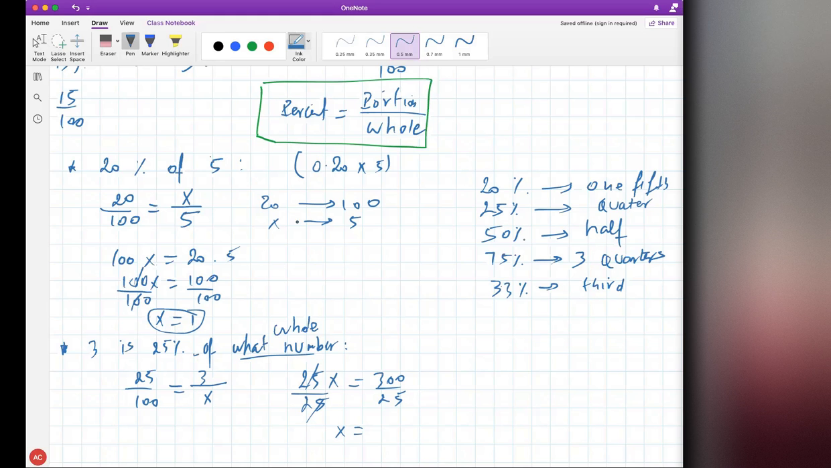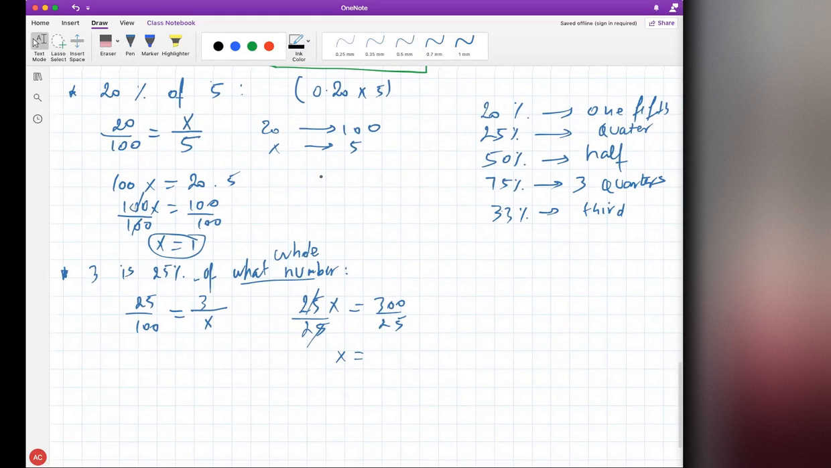Okay, I got it, thank you. So we put the x here, and 25 into 300, that's 12 times. So that's the actual number. It says here 3 is 25% of what number? It's 25% of this number. A quarter of 12 is 3.